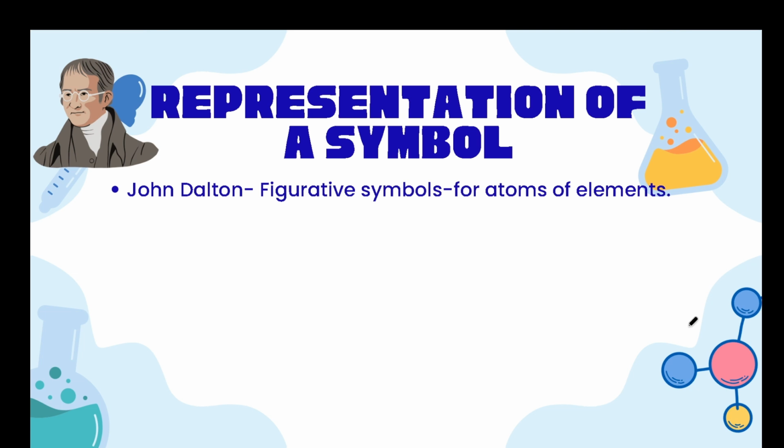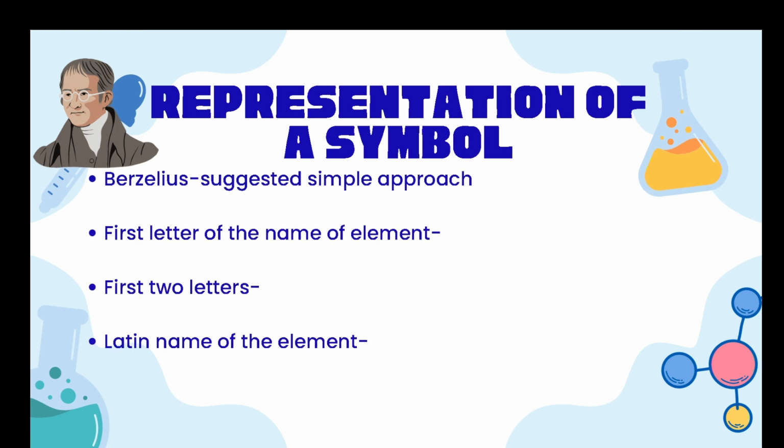Now talking about the representation of a symbol, we'll see a little historical background as to how these symbols came into being. It was John Dalton who used drawings and figurative symbols for the elements. For example, he showed hydrogen in the form of a circle. Then for sulfur, he showed a figurative representation, and likewise nitrogen was also represented by a figurative symbol. But imagine memorizing drawings for every element would be very confusing. Hence his concept of figurative symbols for the atoms of elements was discarded.